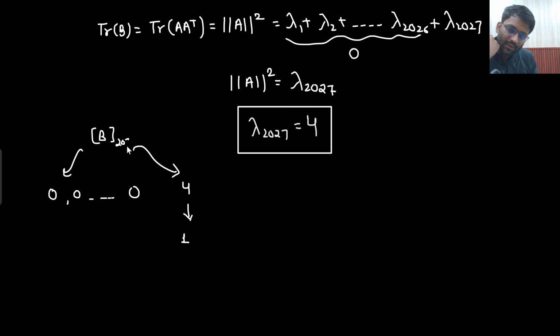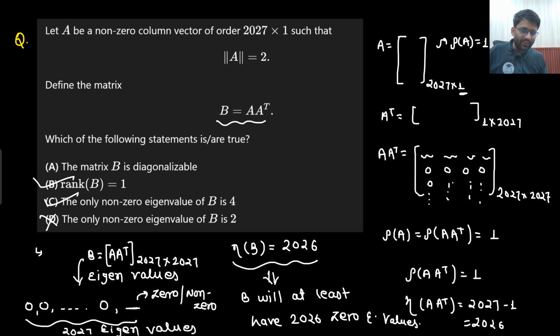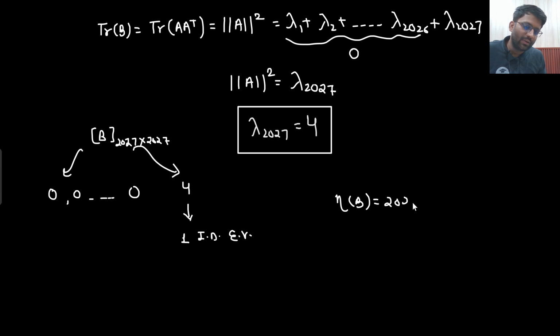And what is the order here? 2027 into 2027. This will give you one independent eigenvector. Now you know that nullity of B is 2026. What does that mean? That means the geometric multiplicity of lambda equals 0 is 2026, because the nullity of B represents the geometric multiplicity of lambda equals 0.